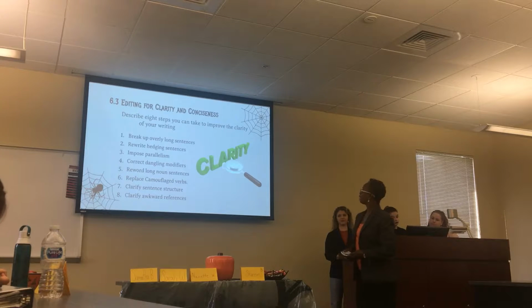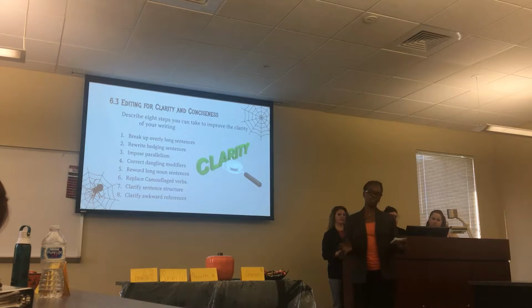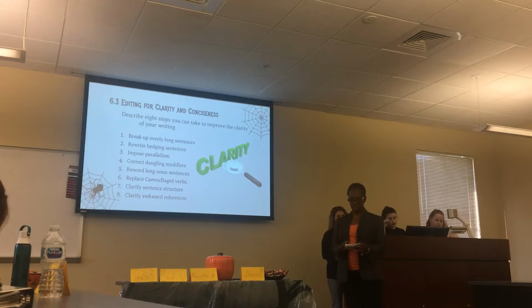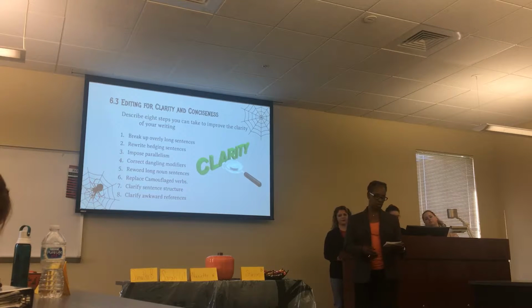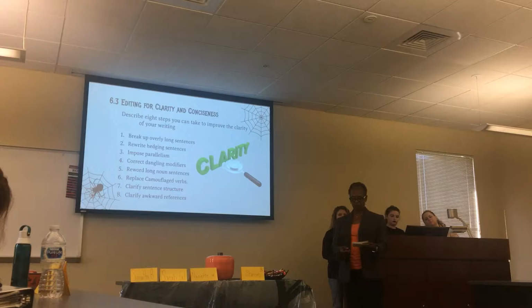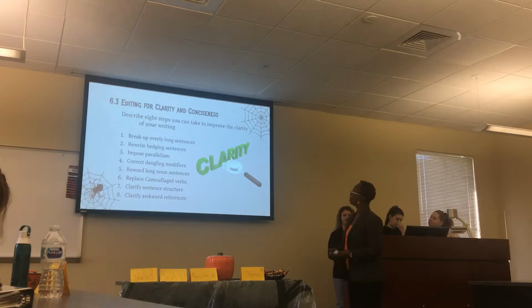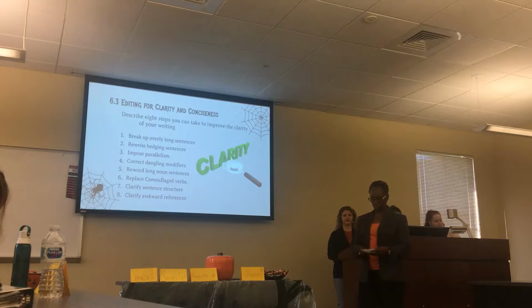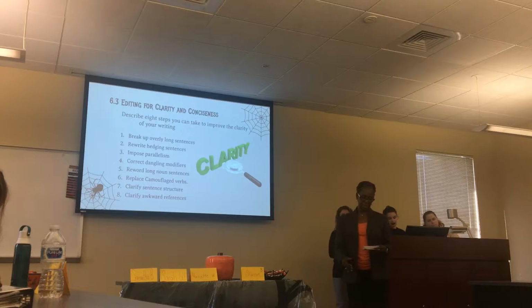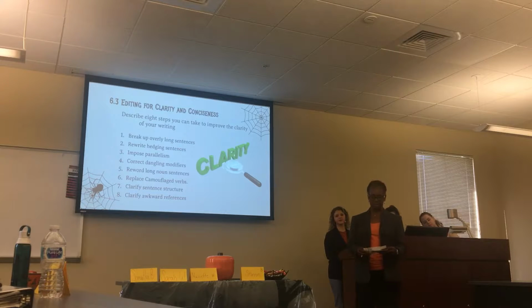And then number 3, impose parallelism, and that's when you're avoiding using 2 dissimilar constructions for similar ideas. And parallelism shows that the ideas are related or of the same level. And then number 4, correct dangling modifiers. You want to be careful not to leave this type of modifier dangling with no connection to the subject of the sentence. And number 5, reword long noun sentences. That's stringing too many nouns together.